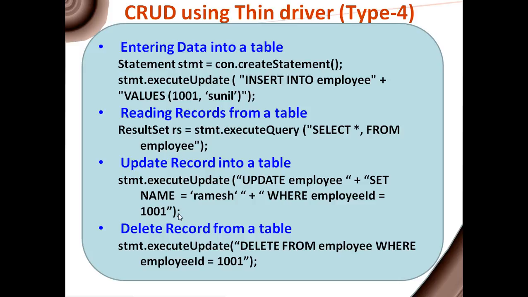Then delete. Again I am going to use statement dot execute update, and here I am going to say delete from employee where employee ID is equal to 1001. In that case it's going to delete the particular record for a primary key, that is employee ID equal to 1001. So in a nutshell, these are the 4 CRUD operations, that is insert, read, update and delete, that you can perform on a particular table. Now we will be doing all these operations on this employee table, and we will be using the thin driver or pure Java driver, which is a type 4 driver.